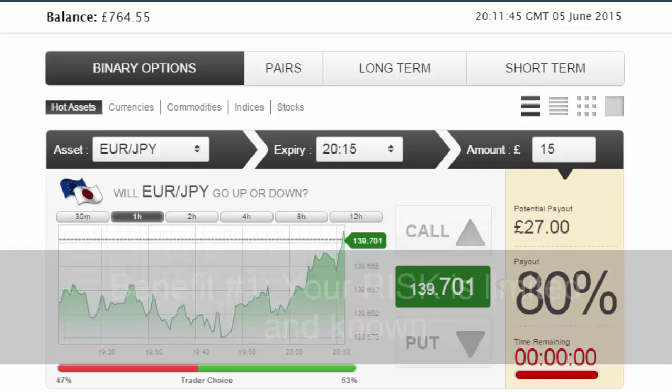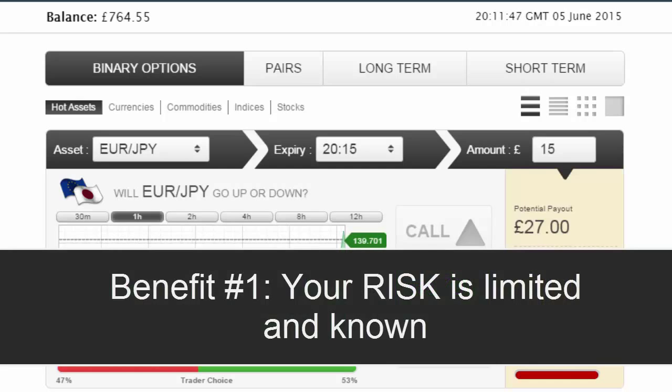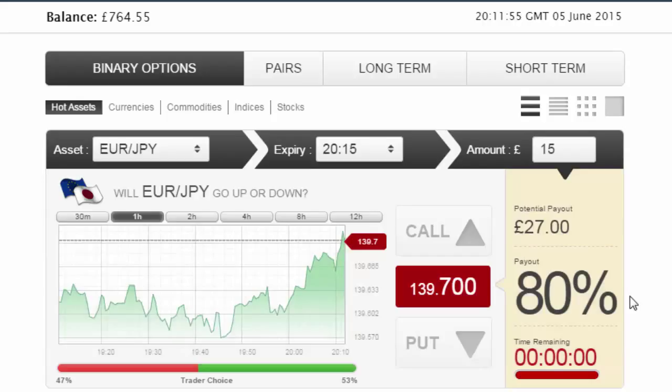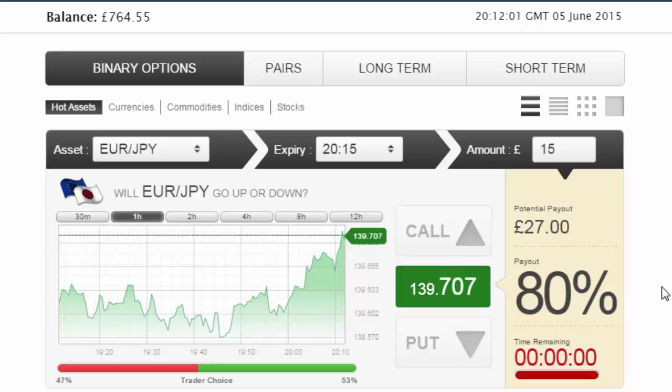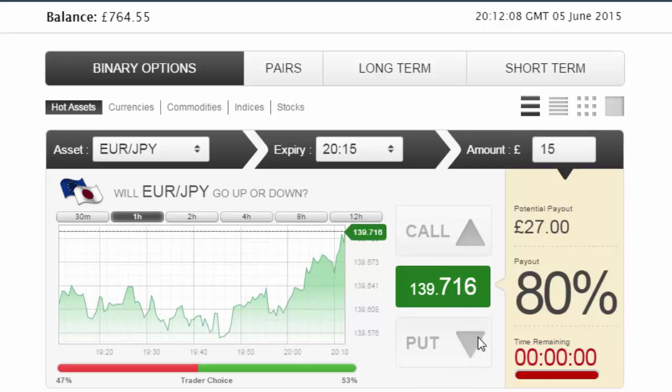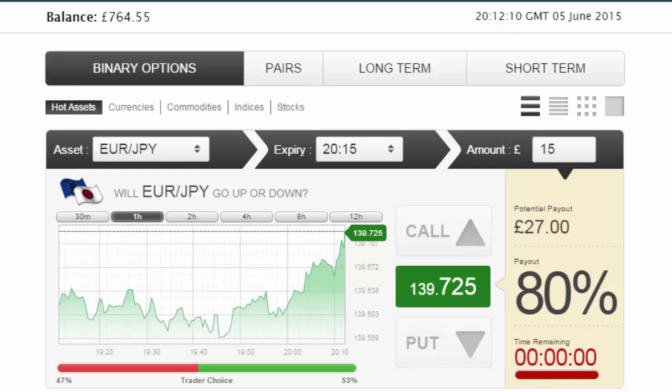Well, the first key benefit is that your risk is limited. When you place a trade, you know exactly what your upside potential is and what the downside potential is. You know exactly what the risk is. With stocks, you could be sat there for 6 months, 12 months and still not know what the potential upside is or downside, and you've got to be constantly making decisions. With binary options, you place the trade, you no longer need to watch it because it's either going to win or lose, and it's as simple as that.